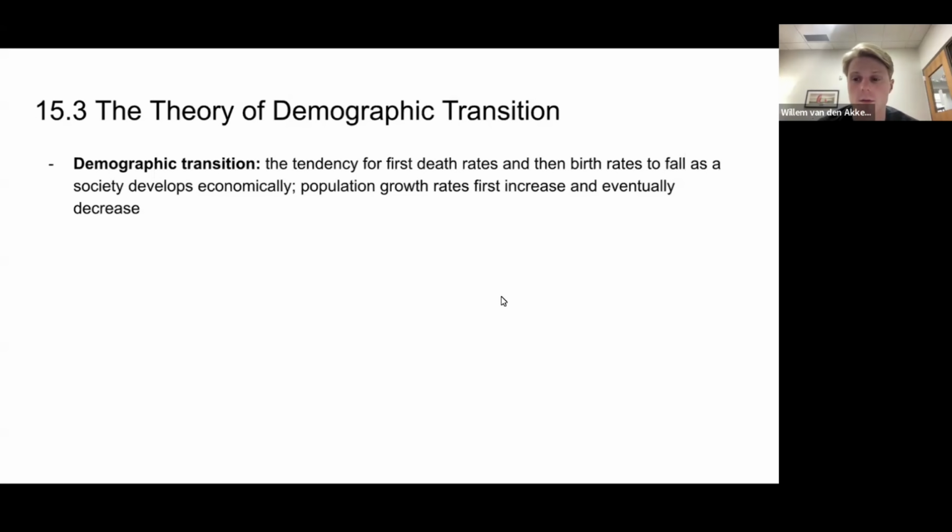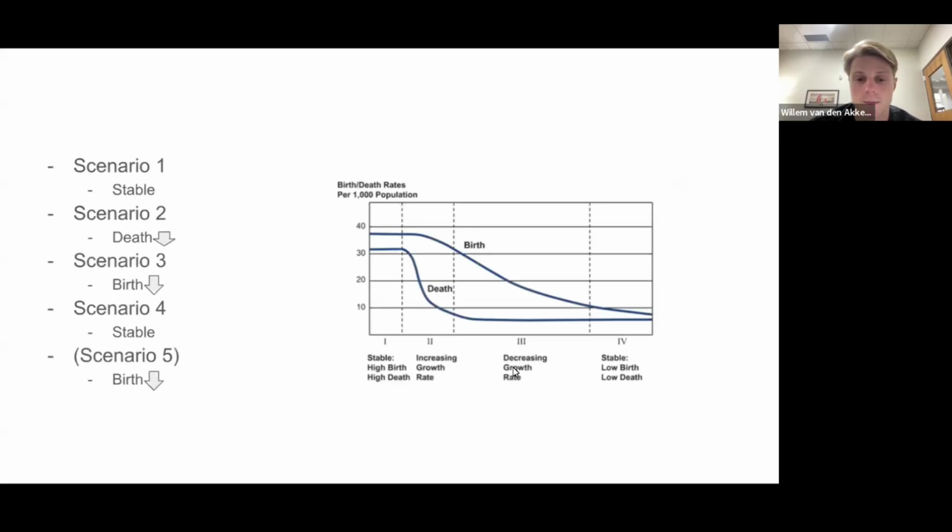So the next part of the chapter is the theory of demographic transition. The definition I want you to remember for that is demographic transition, the tendency for first death rates and then birth rates to fall as a society develops economically, population growth rates first increase and eventually decrease. So we show this in a graph.